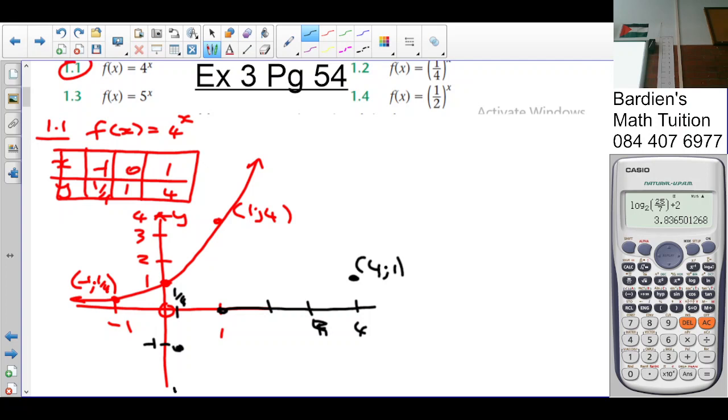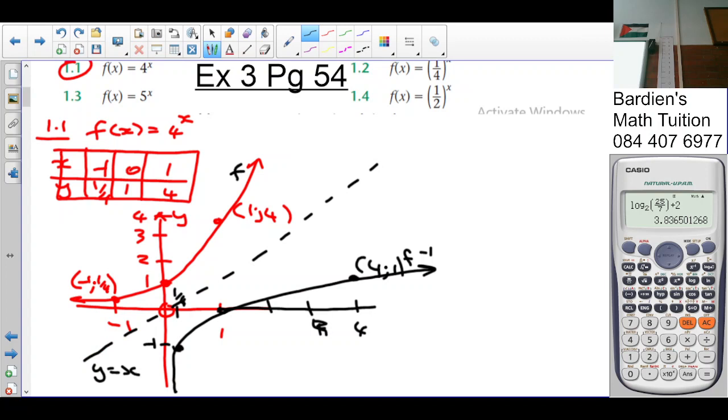The graph is going to come again close here. Your y-axis is now your asymptote. So that is your f of x and this is your inverse function, and always reflected in the line y is equal to x.